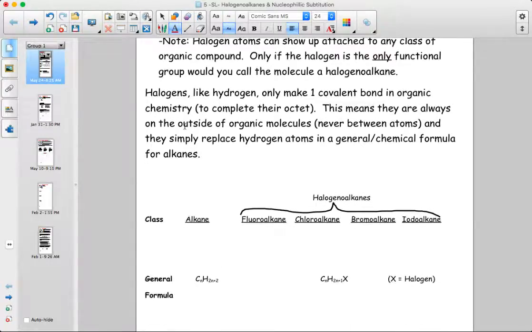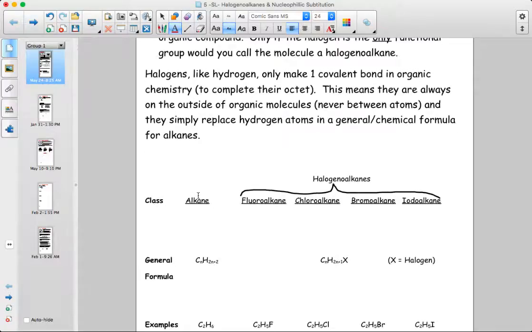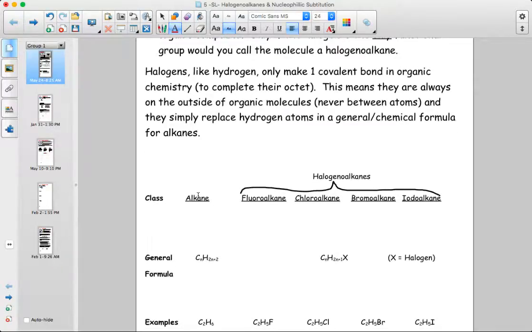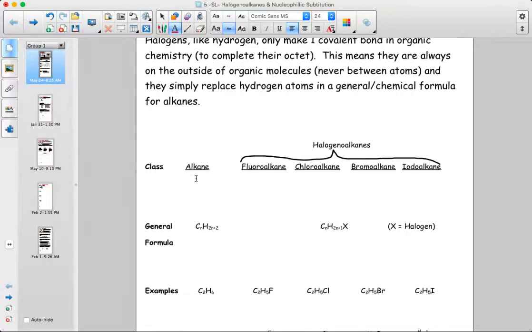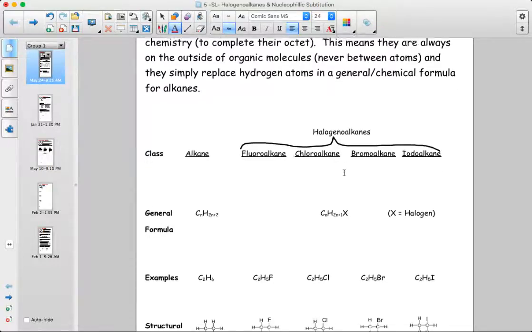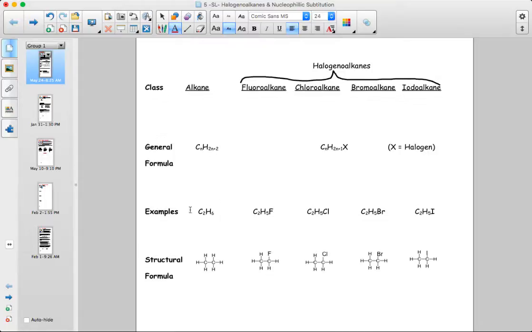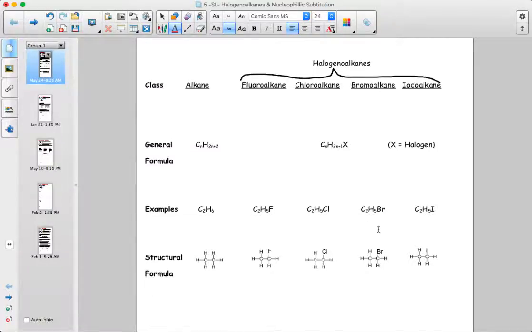So we know that halogens generally only form one covalent bond because they already have 7 valence electrons. And so they're always on the outside of these organic molecules. We're never going to have halogen atoms in between carbon atoms. So it makes it pretty simple to figure out how to draw them. So you've got alkanes, and then you have really 4 different kinds of halogenoalkanes. But we can just call them halogenoalkanes collectively. So if you have ethane, C2H6, the halogen atom is just going to replace one of the hydrogens, and so you get C2H5F or Cl or Br or I.